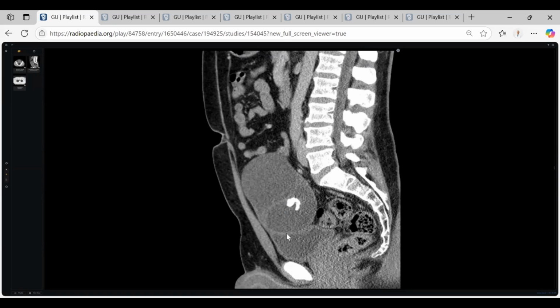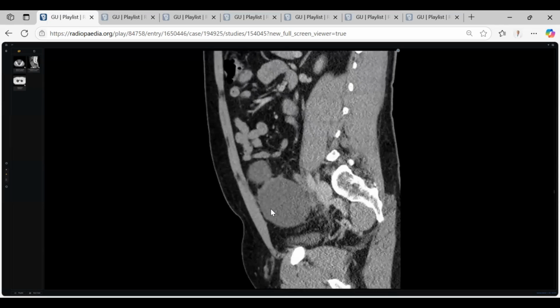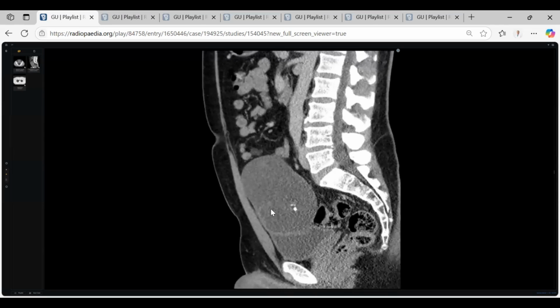Diverticulum means it must communicate with the bladder. Sinus must have an opening with the umbilicus. This is a urachus that has a solid component. So this is adenocarcinoma of the urachus. Very simple. Okay, sir. Thank you, doctor, so much.